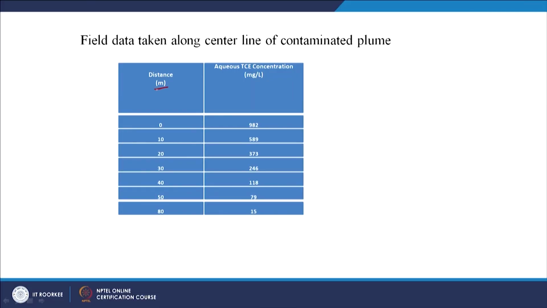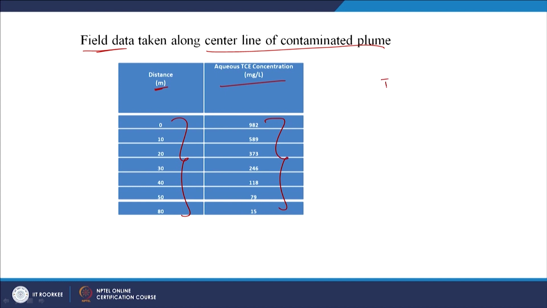So now we are going to move on to part B. How are we going to go about it? First, let's look at the data. So what do I have? I have distance, and then the concentration. This is from the field, obviously, along the center line of the contaminated plume.